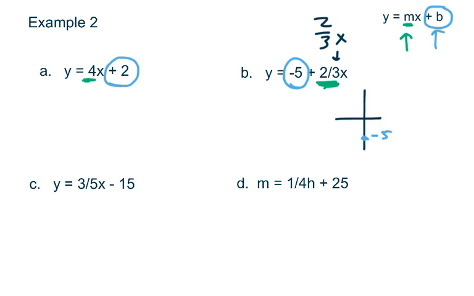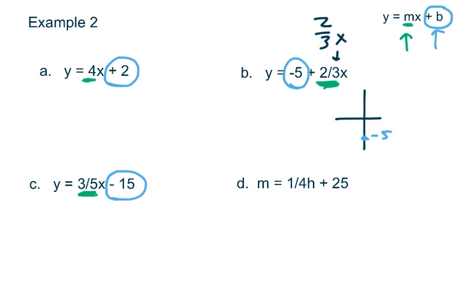Letter C, moving on. y equals 3/5 x minus 15. Again, starting here with the y-intercept, it would be at -15. And then the slope of our equation would be 3/5, or our rate of change would be 3/5.